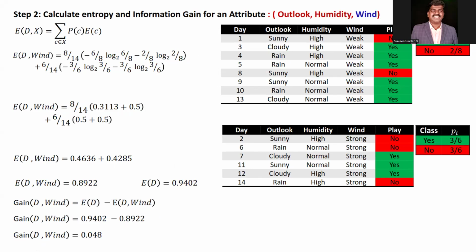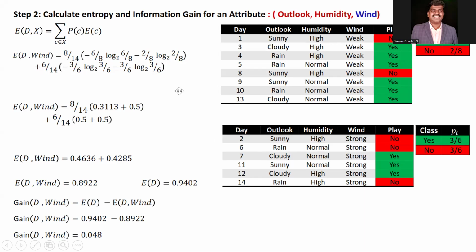So now I'm putting for wind, weak and strong alone. Got it? So how many times weak occurs? 1, 2, 3, 4, 5, 6, 7, 8. So 8 times weak occurs and 6 times strong. So how many times do I have to make? So 14 divided by, okay, 8 times weak occurs, and here I have to put 6 times. Okay, 6 times strong occurs. That's why 6 by 14.